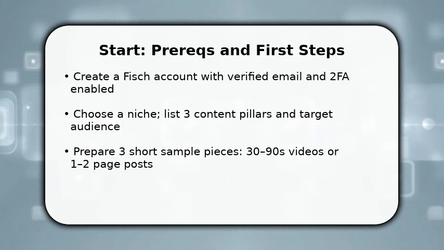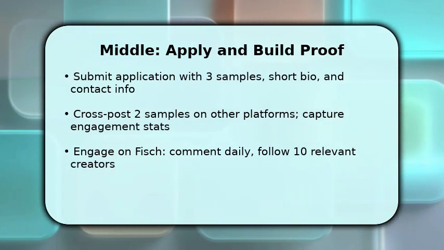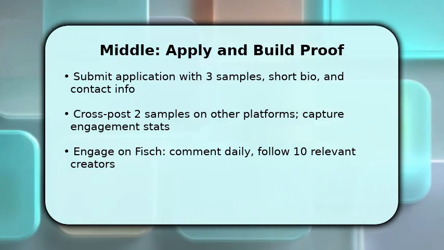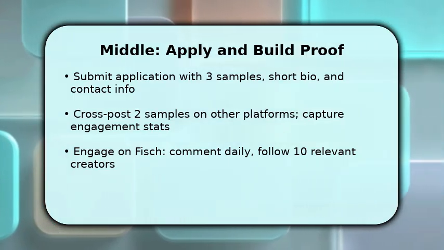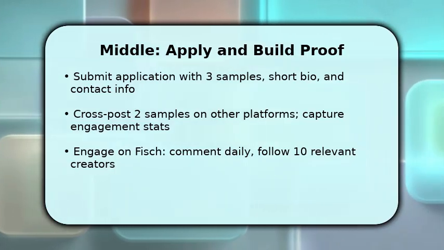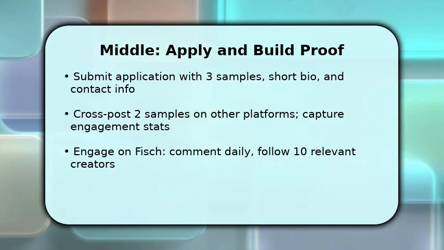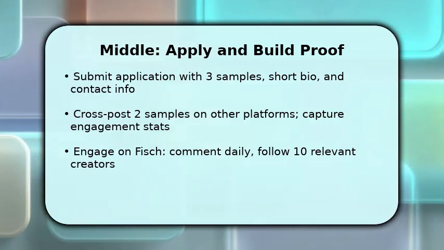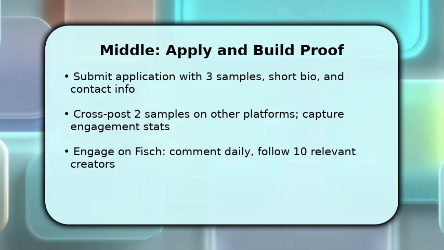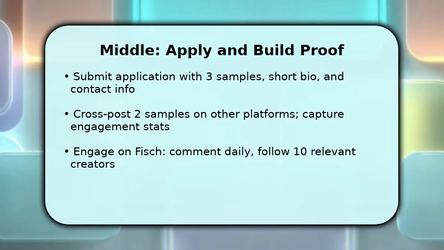You'll now focus on building proof and visibility. Fill Fisch's creator form with a concise bio, 3 samples, and clear contact details. Explain why your niche matters. Then cross-post 2 samples on other platforms to generate initial engagement and save screenshots of likes, shares, and watch time. At the same time, engage on Fisch by commenting daily and following 10 creators in your niche. These actions demonstrate activity and audience potential.